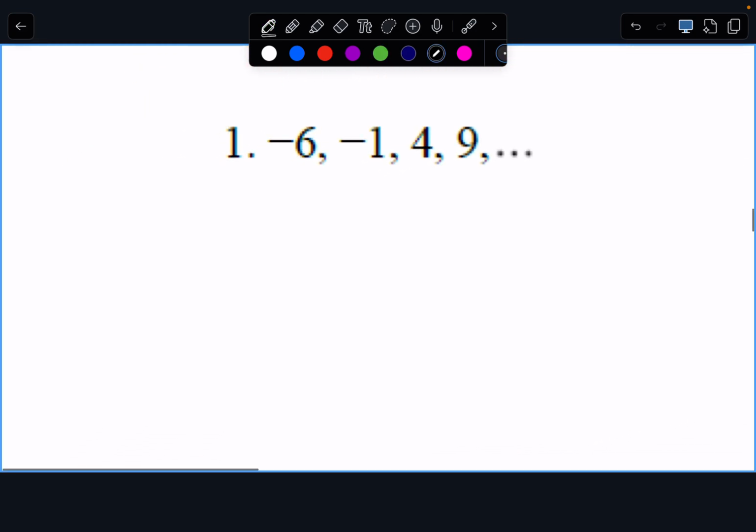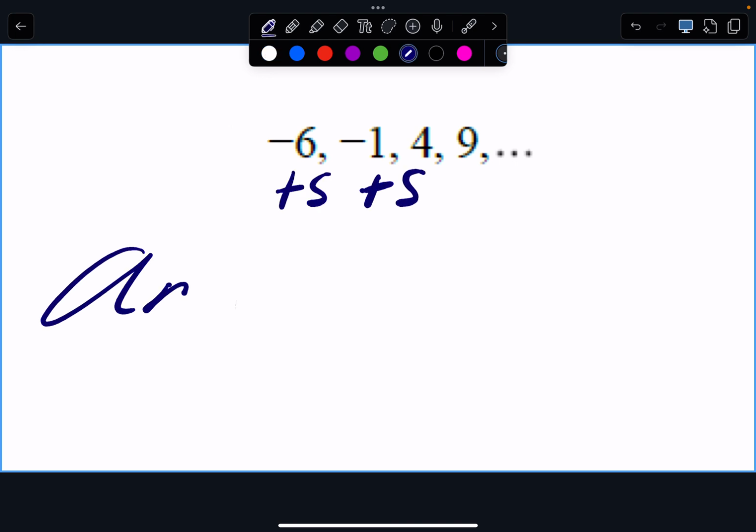Okay, right here, write an explicit formula for this, it says. You'd say, well, is it arithmetic or geometric? Don't mistake that 1. That's problem number 1. I do that all the time. So I'm just going to erase the 1. Okay, write yourself a little note. I'm adding 5, adding 5. So that would be this.